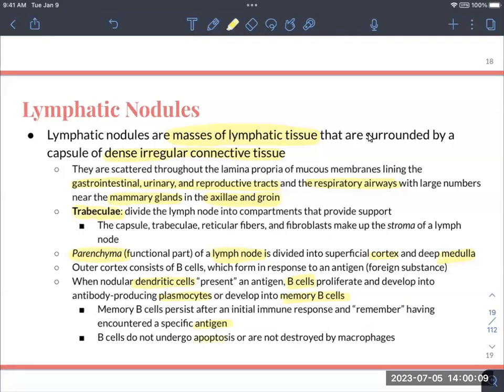We don't get rid of those cells. They do not undergo apoptosis. They are not destroyed by macrophages because we need to remember how to kill off the common cold. The common cold is different rhinoviruses. If you've had COVID, your immune system remembers how to fight it off.